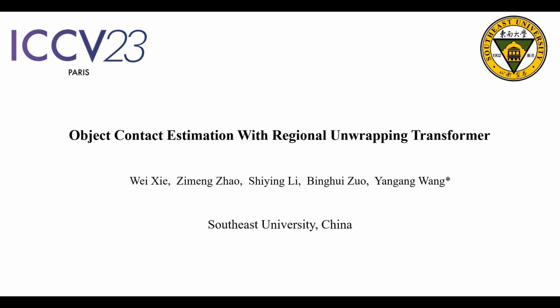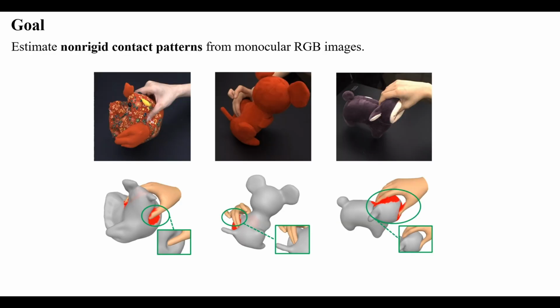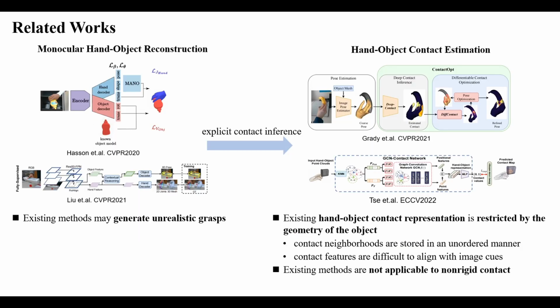This video introduces our work of object contact estimation with regional unwrapping transformer. Our goal is to estimate non-rigid contact patterns from the monocular RGB image. Existing monocular hand-object reconstruction methods introduce contact constraints during training, but there may still be unrealistic grasping during inference.